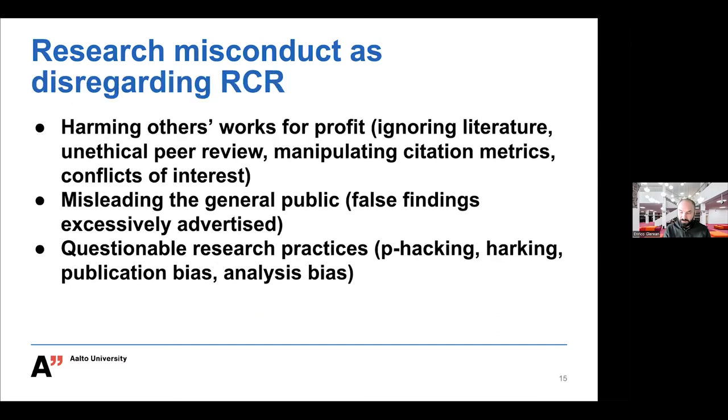But of course, while misconduct and ethicality of the research are really important, and we can identify those, well, not too easily, but at least there is a way to identify those malpractices, things get a bit more difficult to identify when we think, for example, of academic publishing. So when you think of harming other scientists' and others' research for your own profit, for example, ignoring the literature, being unethical in peer review, manipulating citation metrics, or having conflicts of interest that are not declared in a paper, all these things might happen, and these are much more difficult to spot.